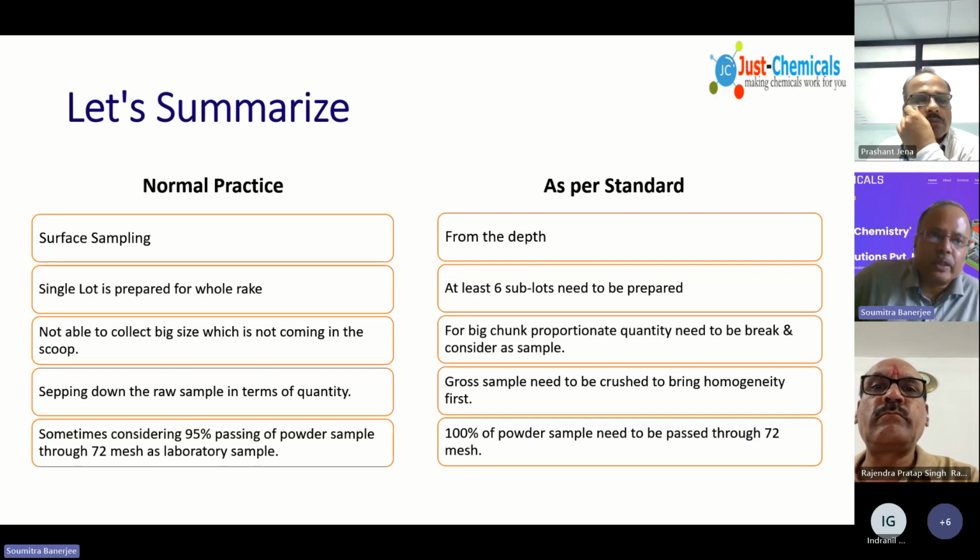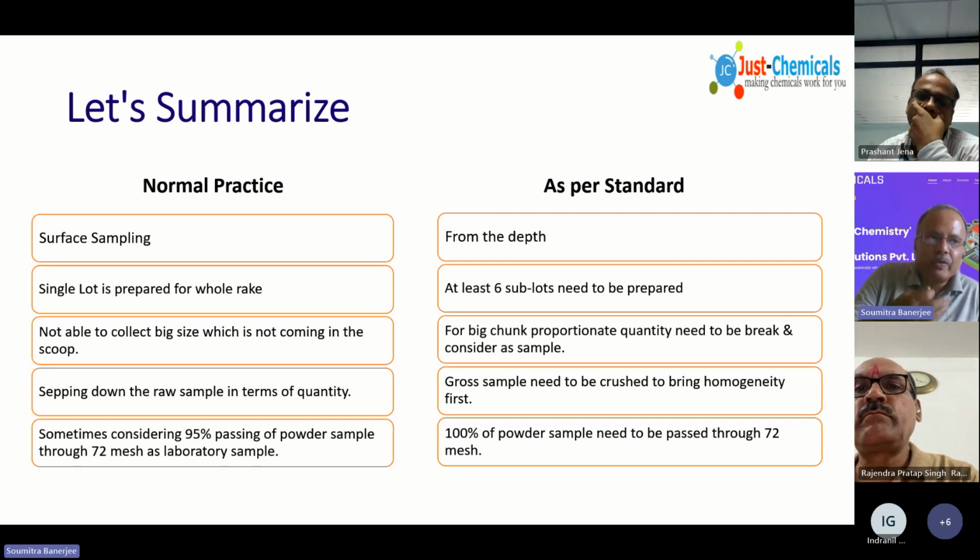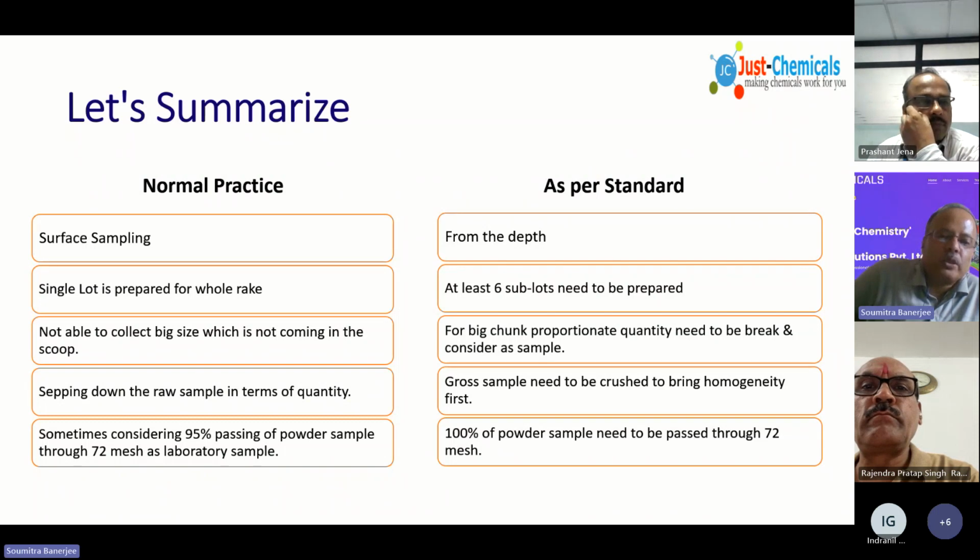In normal practice we take samples from the surface, but as per standard we should sample from depth. Even smaller plants like Hindustan Zinc, which have smaller CPPs, are basically doing it by auger. A single lot is prepared for the whole rake, which is the normal practice, while 6 sublots need to be produced. Big sizes that do not come in the scoop cannot be collected. For big chunks, as per standard, a proportionate quantity needs to be broken and considered as sample.